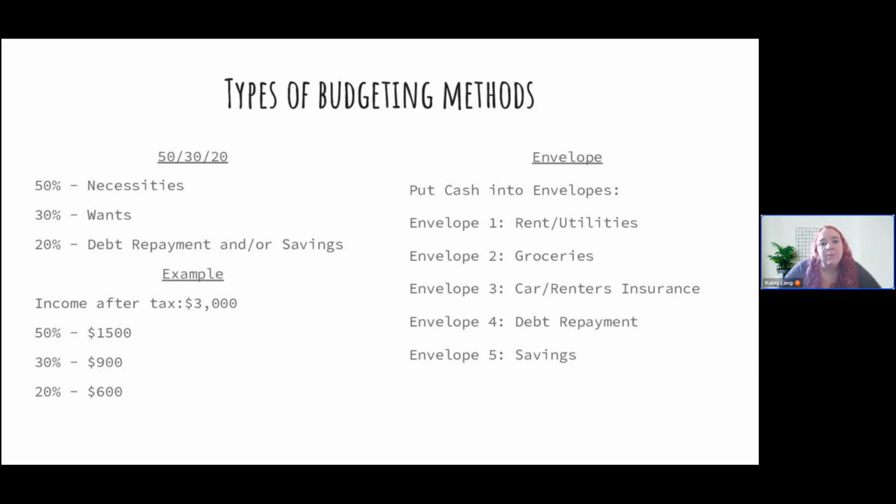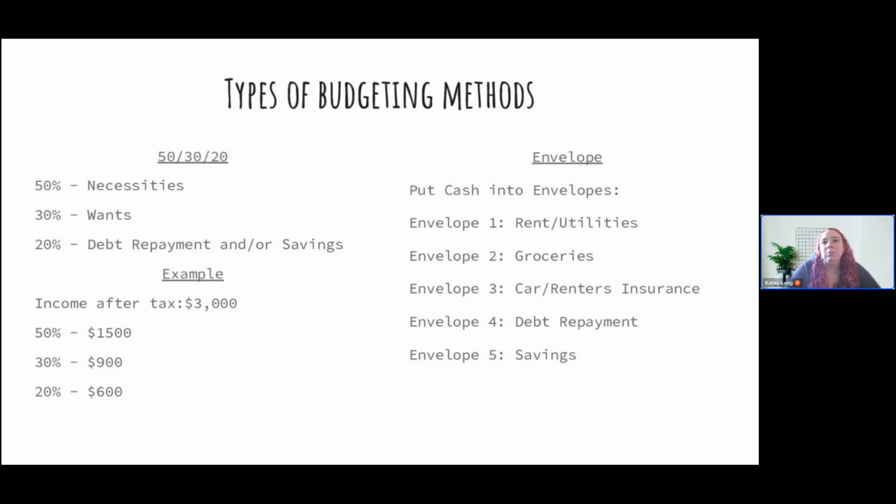We have the 50-30-20 method. This one's probably one of the most popular. It takes 50% of your income for necessities, so 50% of your income is going to go towards your necessities like rent, bills. 30% is going to be towards your wants, and these might be like subscriptions and things like that. And then 20% is going to go towards debt repayment and or savings.